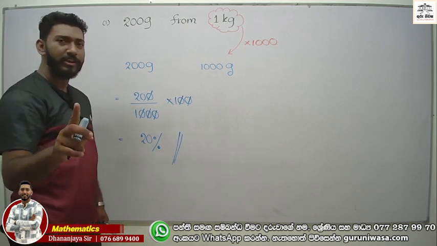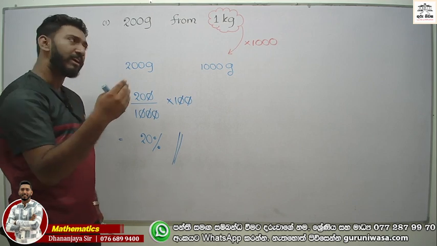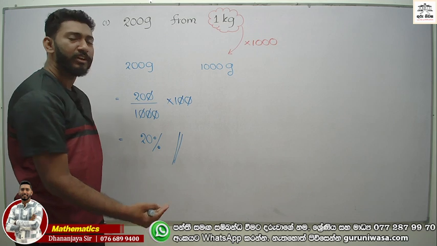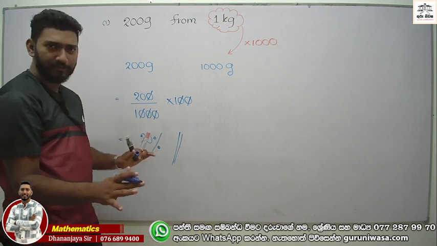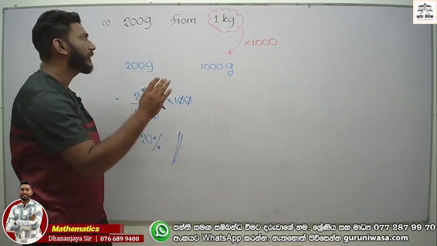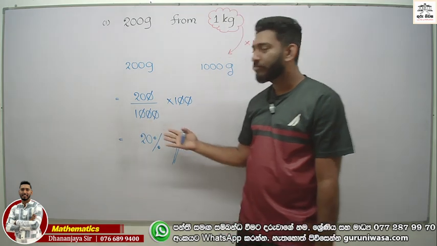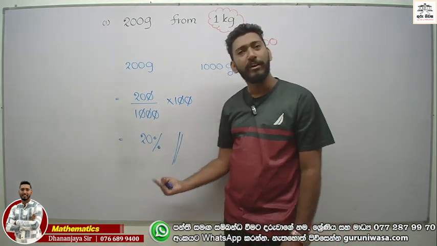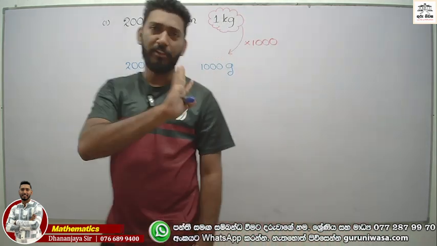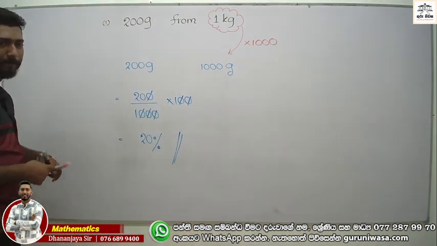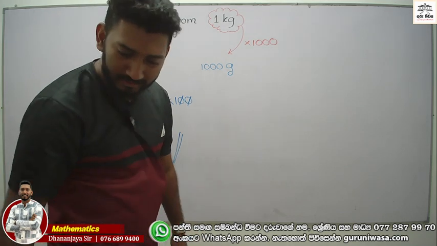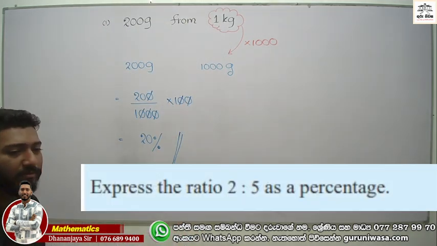That's easy, right? First, change the units into the same unit and write as a fraction, then change into the percentage. Those are the steps. That's a simple set of steps, right? Example number one. Then find the answer for this one.